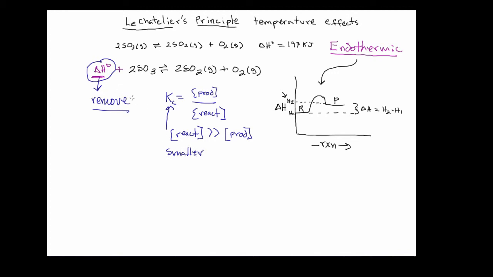Now, if we want to force an endothermic reaction to the right, so that we enhance the amount of products being formed, so in essence we want to make the equilibrium constant larger, then what we need to do is heat the reaction. So what I'm going to do is I'll rewrite the chemical equation here, and we'll go through this little process over again.